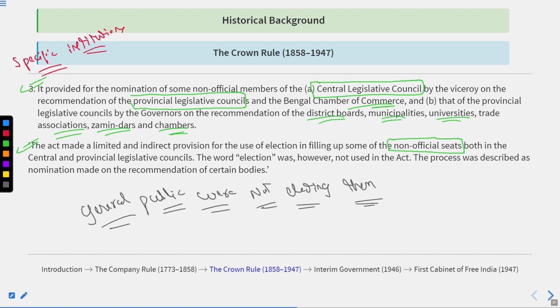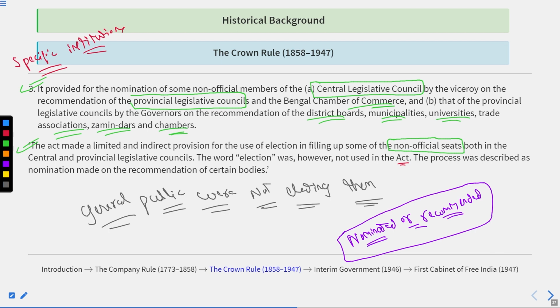The word election was, however, not used in the act anywhere. The process was described as a nomination made on the recommendation of certain bodies. Okay, like these were not the elected members, but nominated members or the recommended members.